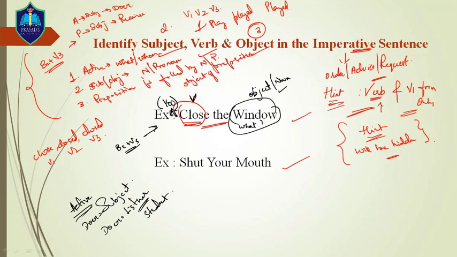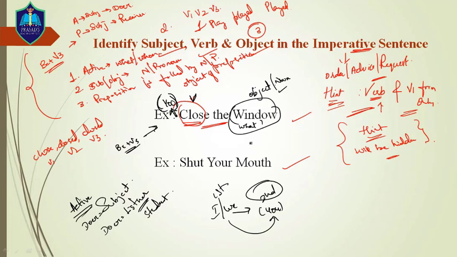So second person, if I say something to the second person, so I am telling you. So I is the first person, you is the second person here. So here the second person will be the doer and he will be the subject and that will be hidden. Hope you are understanding this. So this is what identifying the subject, verb and object in the imperative sentence.